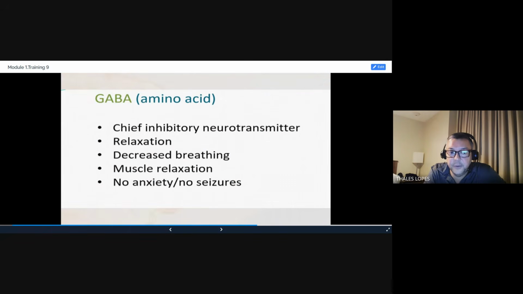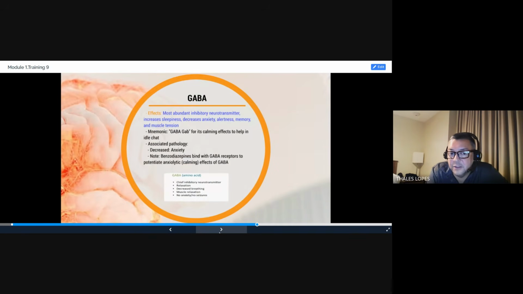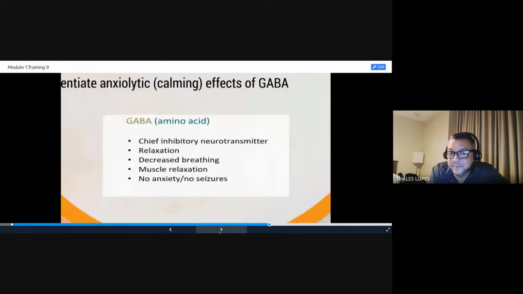So a few things to know. GABA is relaxing, the chief inhibitory neurotransmitter, right? Too much of it, too many benzos on board, you could stop breathing, especially if they mix with alcohol. GABA means no anxiety and no seizures.